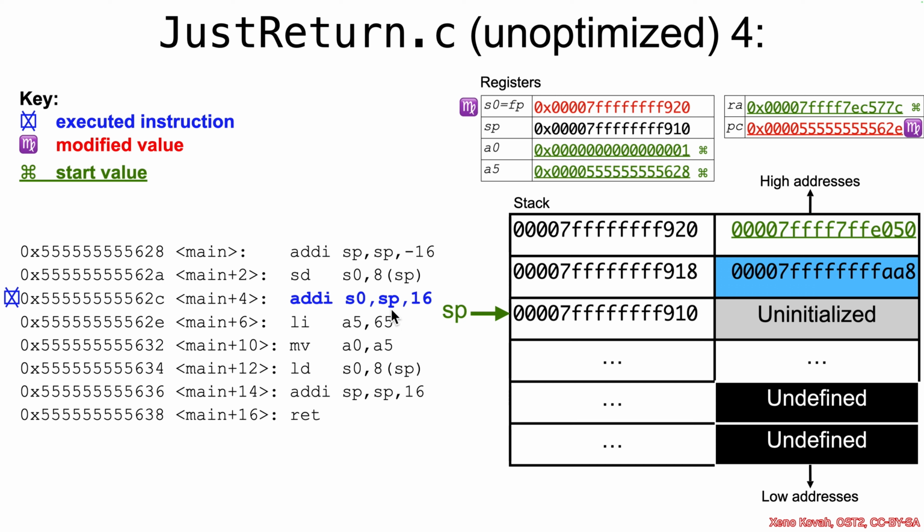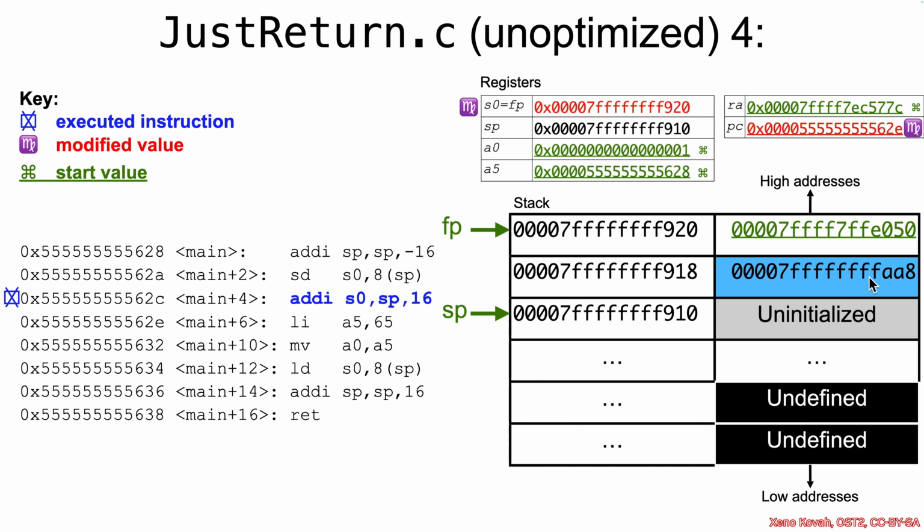So this is going to take stack pointer plus decimal 16 and put the result into the S0 register. So we said S0 is our frame pointer. The frame pointer was pointing somewhere way up high, the 7Fs AA8, and this was our saved copy of that. But now, as a consequence of this assembly instruction, the frame pointer is going to be moved down, and it will now hold the value of stack pointer, which is 7Fs 910, plus 16, or hex 10, and so we get 7Fs 920. That is the new value for the frame pointer.